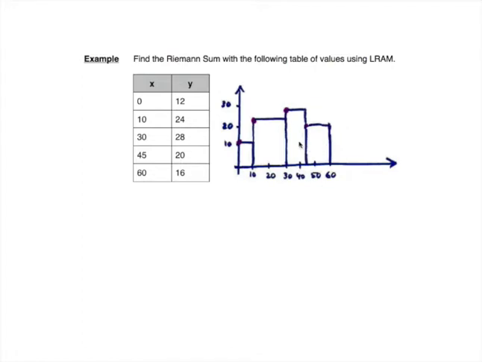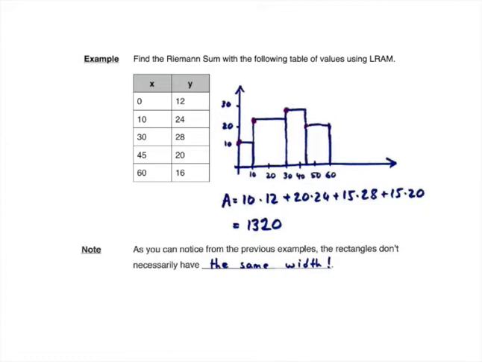So here we have four rectangles. This is a Riemann sum. We have to add the area of these rectangles. First rectangle 10 times 12, second one 20 times 24, 15 times 28, 15 times 20. So we have four rectangles and the total area is 1320. As you can notice from the previous example, the rectangles don't necessarily have the same width.